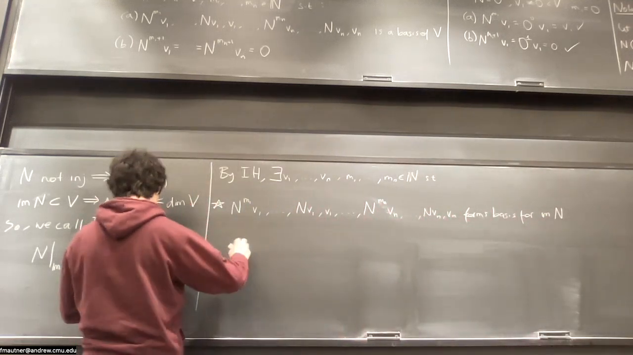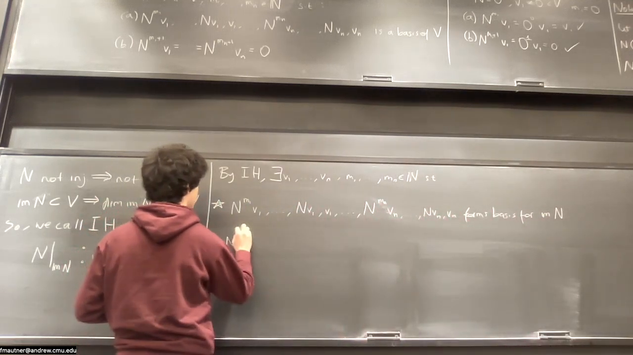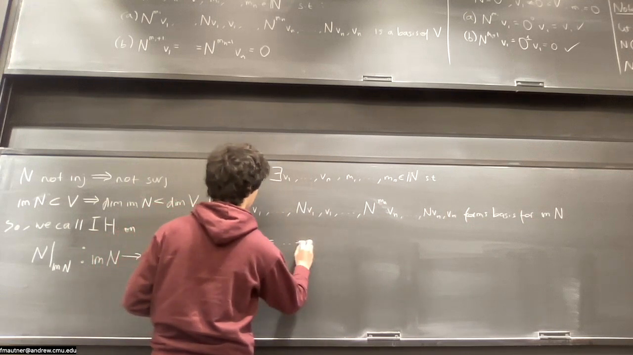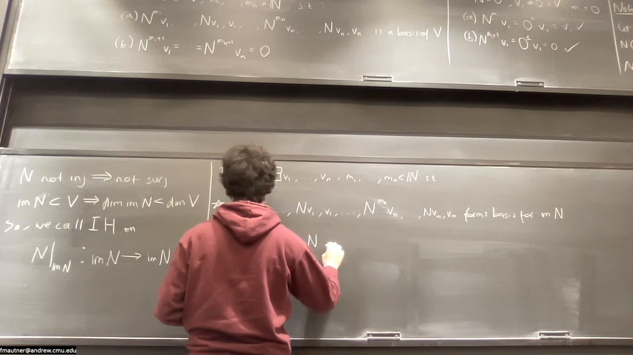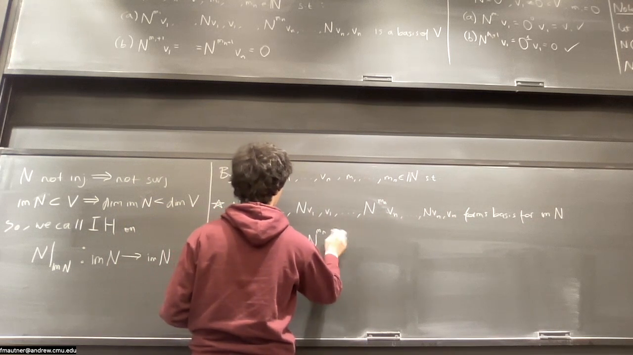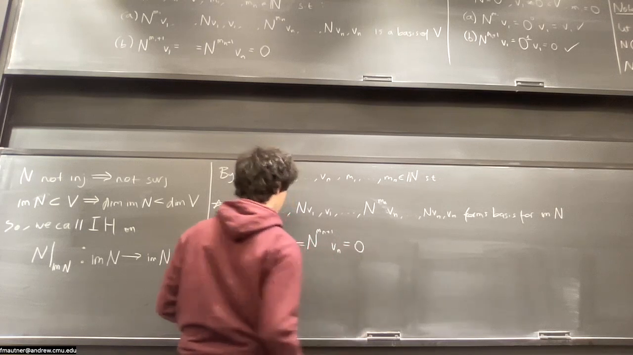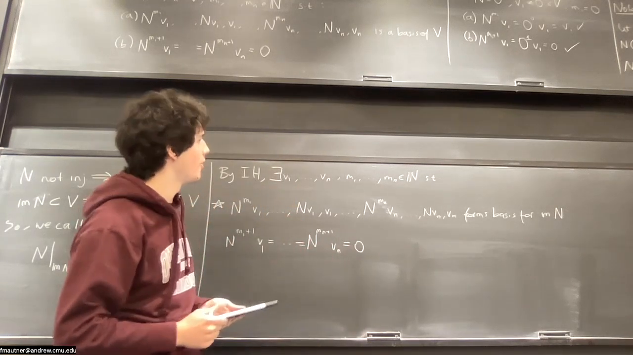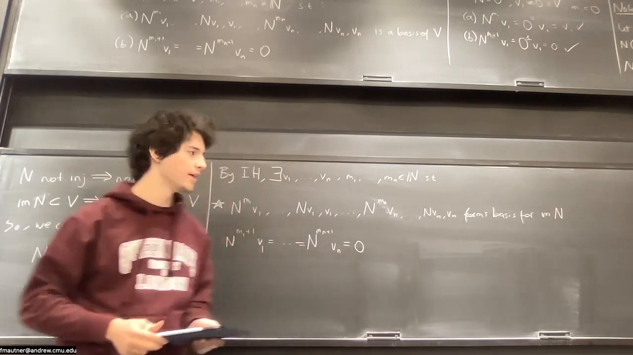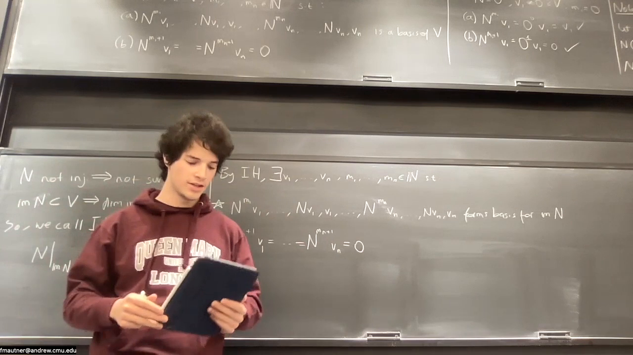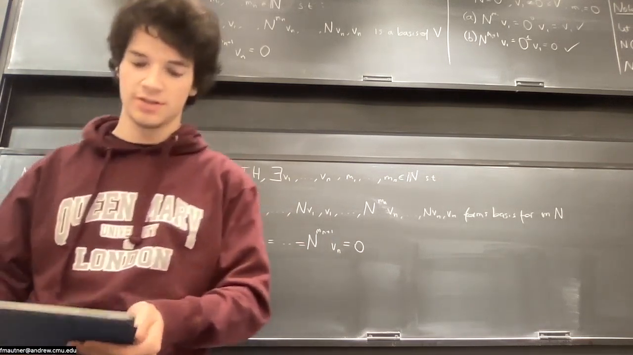And then we also have that n to the m sub 1 plus 1 v1, all the way up to n to the m sub n plus 1 v sub n, is equal to 0. So that's what we're up to so far. And what we want to do next is somehow extend this set into a basis for V. So there's a few things that we need to do.